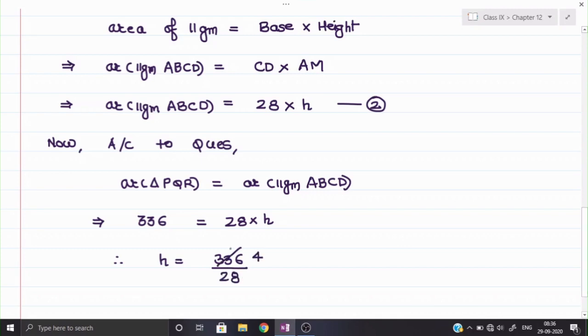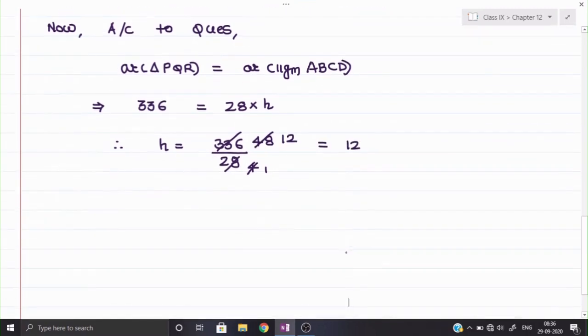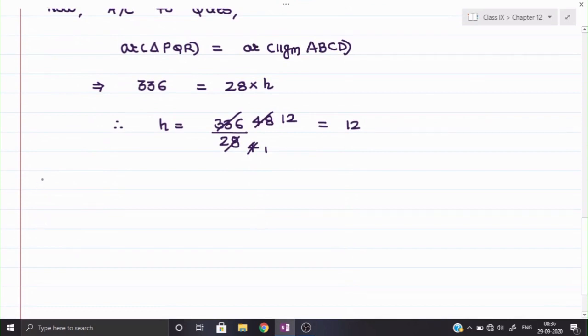Now let us simplify. 7 4s are 28. We are cancelling by 7, and remaining is 5. 7 8s are 56, and this will be 7 4s are 28. 4 1s are 4, and 4 2s are 8. So we can say that finally we got the height of parallelogram. Therefore, height of parallelogram ABCD is 12 centimeter. That is your answer.